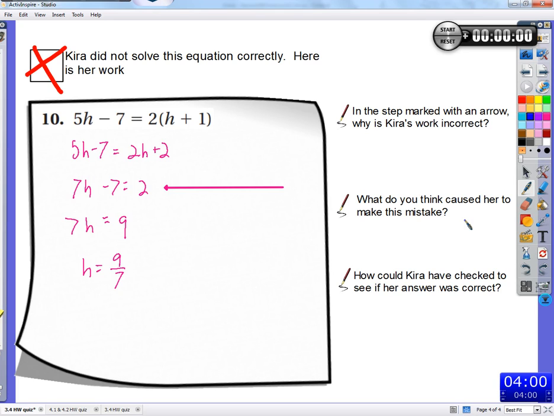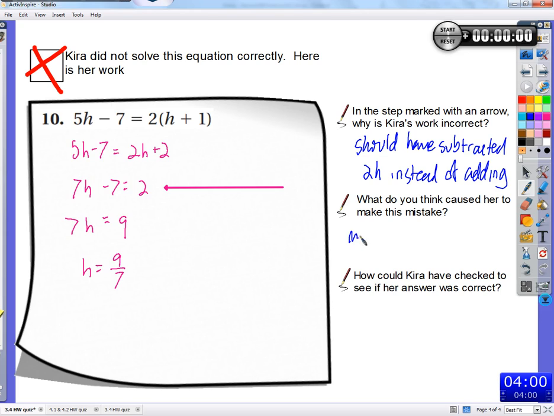Any other ideas? I don't know what I was thinking. You see a 7H and a 2H, put them together, or a 5H and a 2H, put them together, you get 7H. Okay, let's say she should have subtracted 2H instead of adding. Maybe she thought she could collect like terms, maybe just collecting like terms.